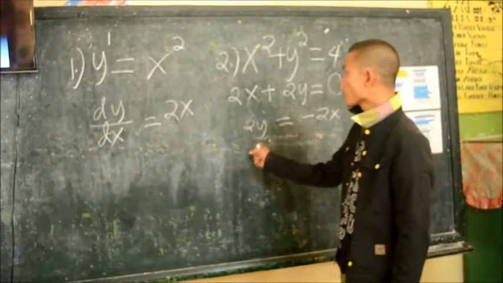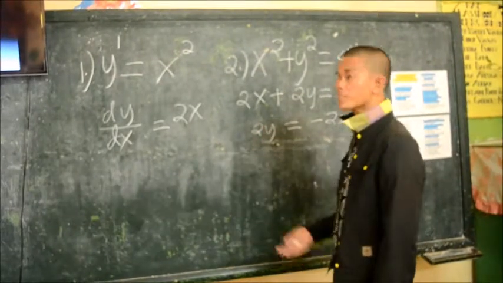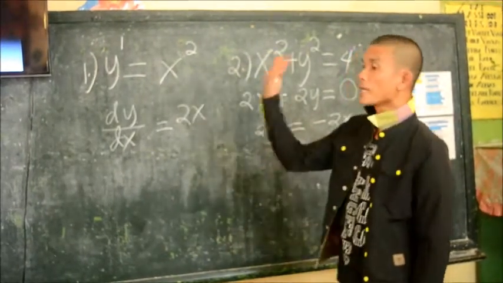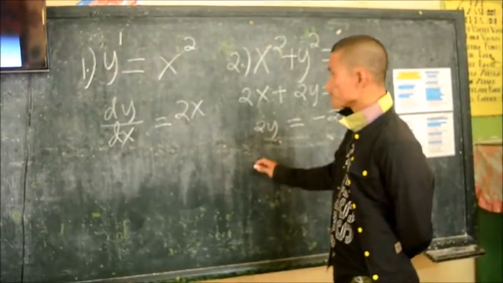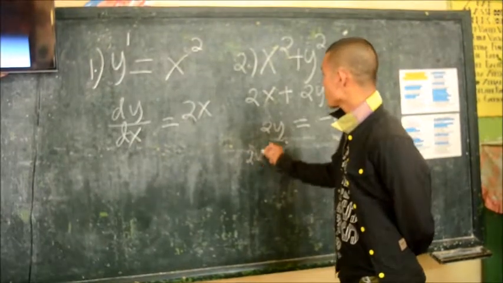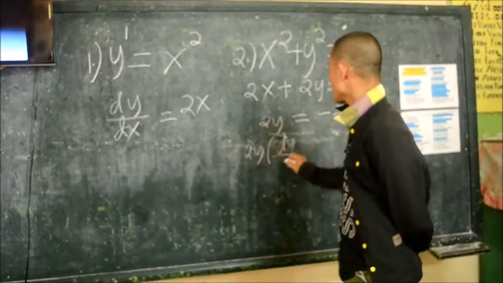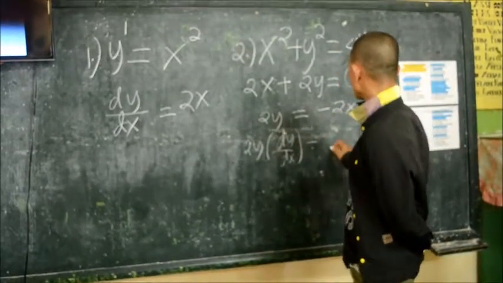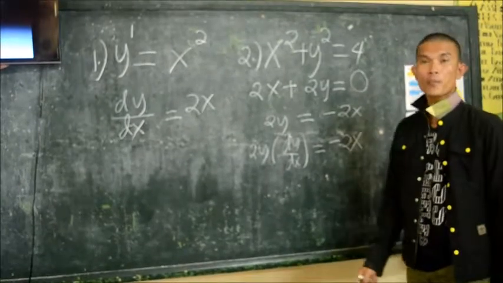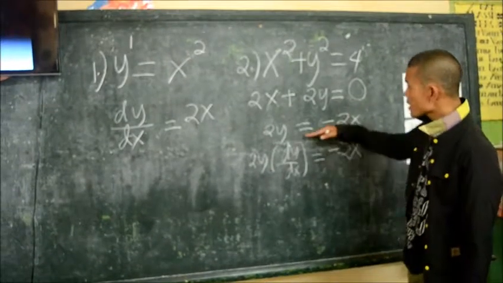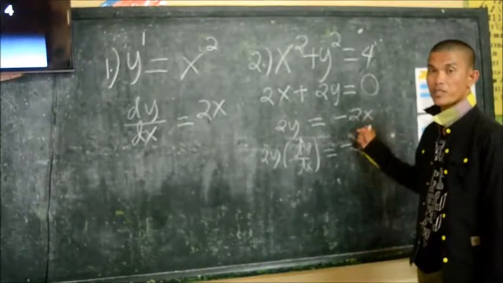Since 2y, we need to get the solution of 2y in terms of implicit differentiation. So 2y times dy over dx is equal to negative 2x. Remember that in this part here, we are using the addition property of equality.